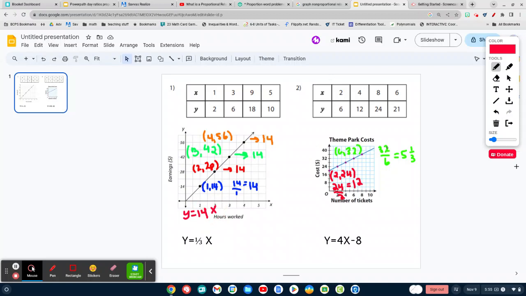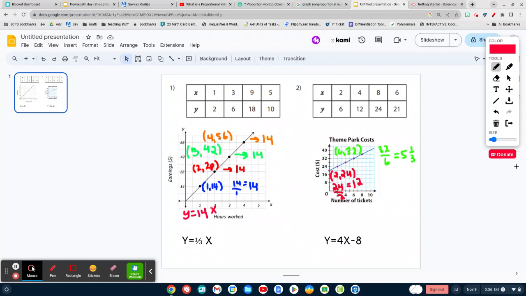Whereas when we look at this graph over here, I know I have a point at (2,24). So when I do y divided by x, I get 24 divided by 2. That's 12. So the constant of proportionality here is 12. Up here, I've got a point at (6,32). When I do 32 divided by 6, I get 5 and 1/3. That is a different number. It is not the same constant of proportionality. So this is not a proportional relationship, and I cannot write an equation the same way that I did for this graph.